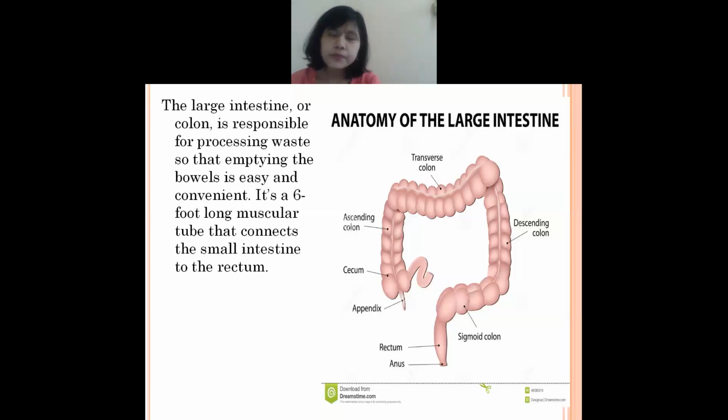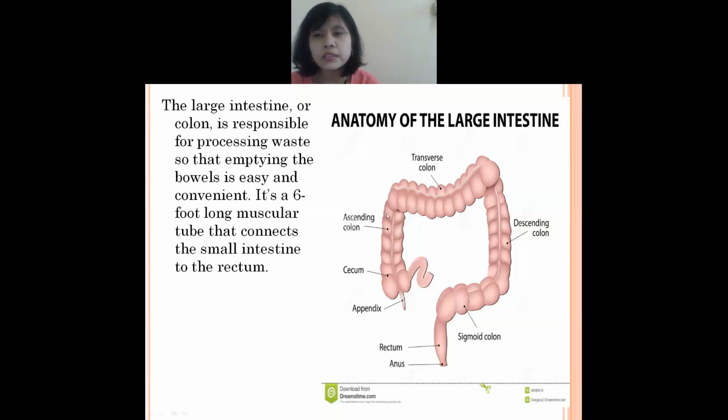Do you understand the function of large intestine? Yes. Do you understand or not, students? And this large intestine, what is the length of the large intestine? The length of the large intestine is 6 foot long. And it is muscular also, means it is made up of muscles. Okay.